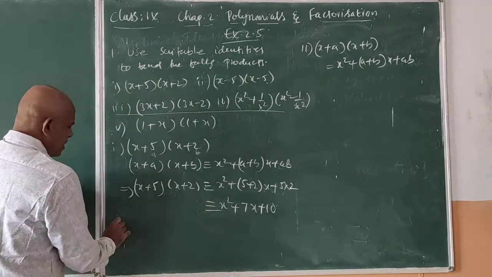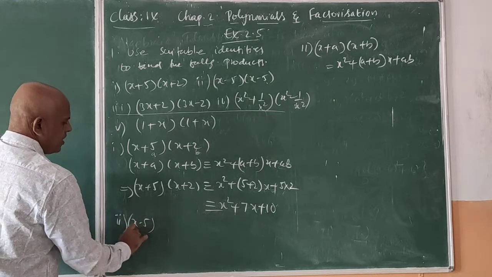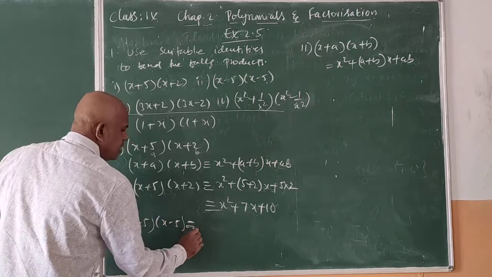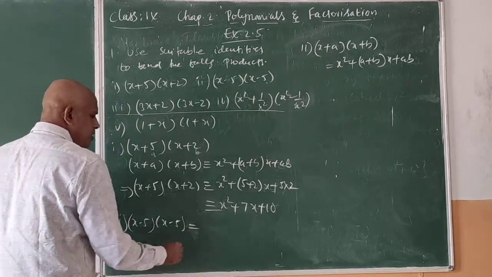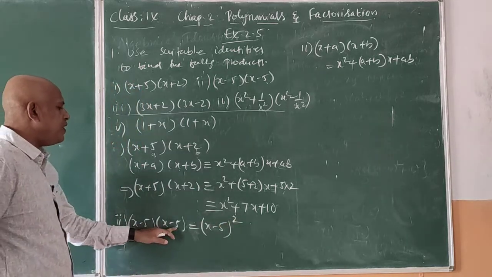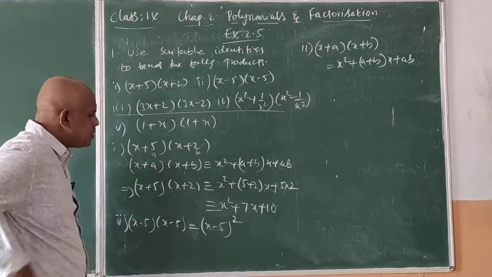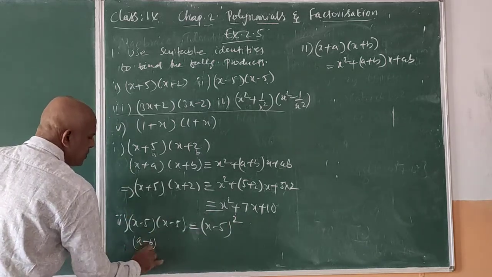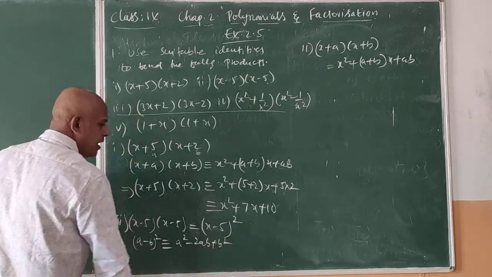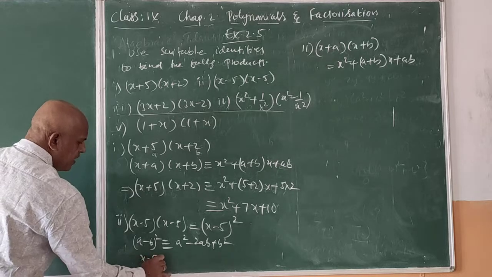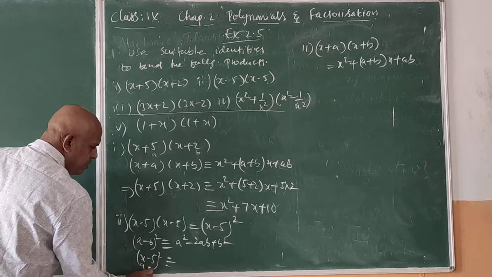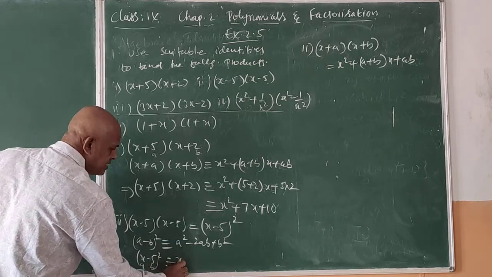So what is the second problem here? That is x minus 5 into x minus 5. Here x minus 5 is repeated. How many times repeated? 2 times. So it is equal to x minus 5 whole square. You can write x minus 5, 2 times, as x minus 5 whole square. So it is in the form of a minus b whole square, which is equivalent to a square minus 2ab plus b square. So now x minus 5 whole square is equivalent to a square. a means what? x, and b means what? 5. First a square means x square.